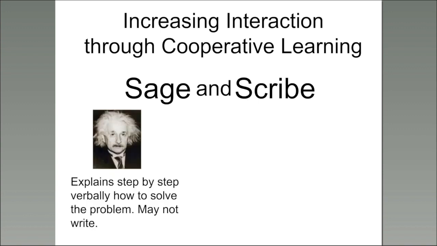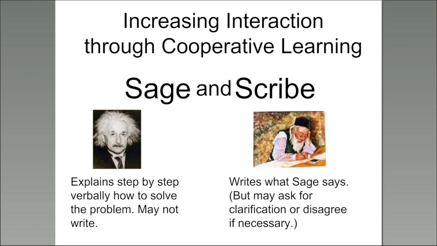And in Sage and Scribe, the sage explains step by step, verbally, out loud, how to solve a problem. The sage may not write. So the sage is all about the explanation part. The scribe writes what the sage says, step by step. If the scribe feels like that's not exactly how we do it, or thinks you went wrong there, they can certainly ask for clarification or disagree. They don't have to just mindlessly write.